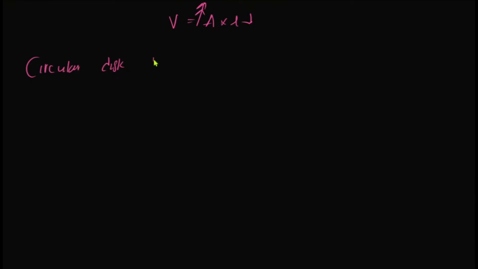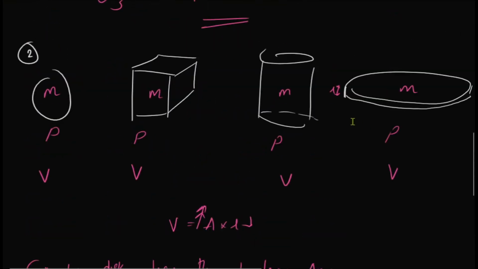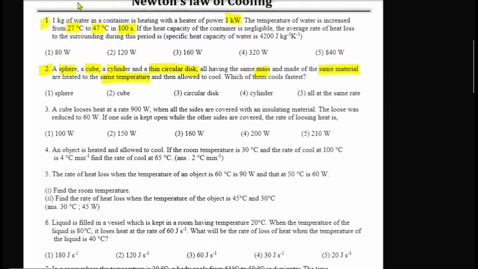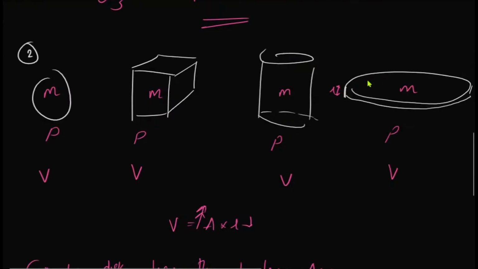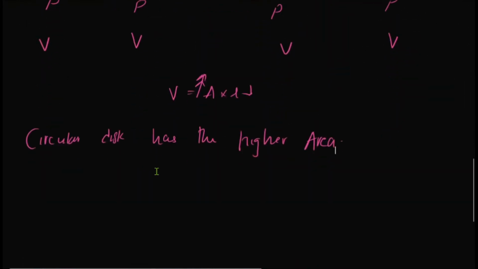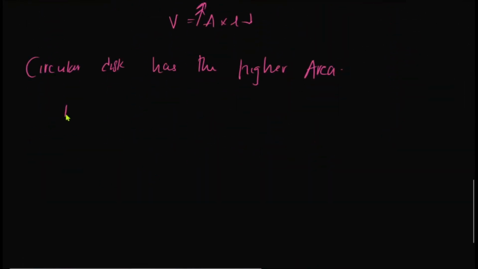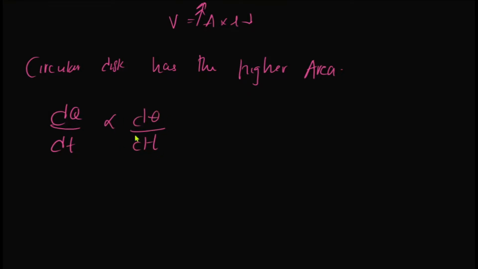Circular disc has the higher area, right? So in that case, what they're asking is the rate of heat loss, which is the highest, which cools faster. We know that dQ/dt is directly proportional to the cooling rate dθ/dt. Like the rate of heat loss is directly proportional to the cooling rate, right?